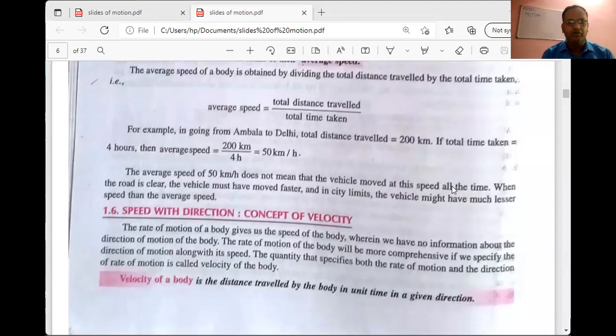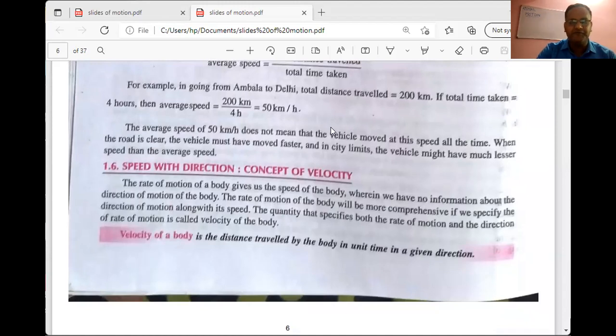Students, as you all know, when we discussed speed, speed was a scalar. Is speed a scalar or a vector quantity? It is a scalar because it has only magnitude and no direction associated with it. So speed definitely is a scalar quantity. And now the speed with the direction, that means definitely a vector quantity, and that is the concept of velocity.